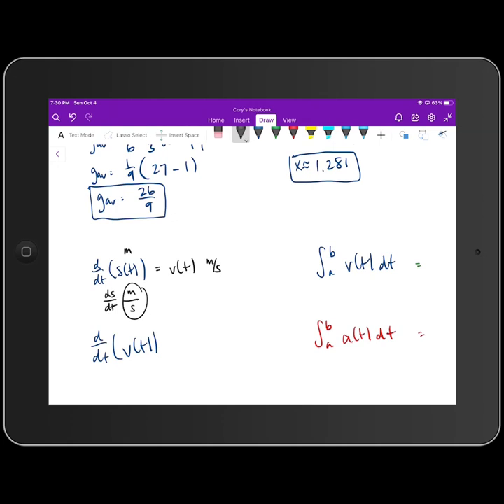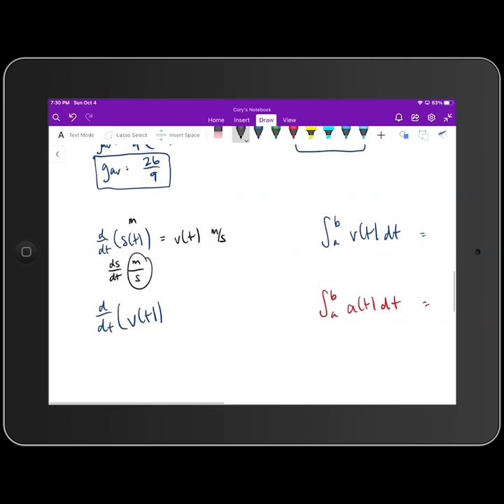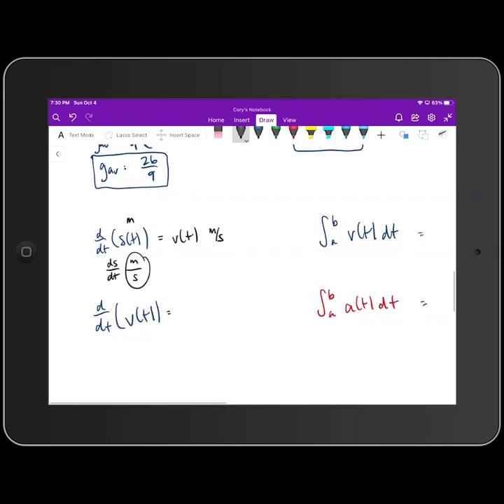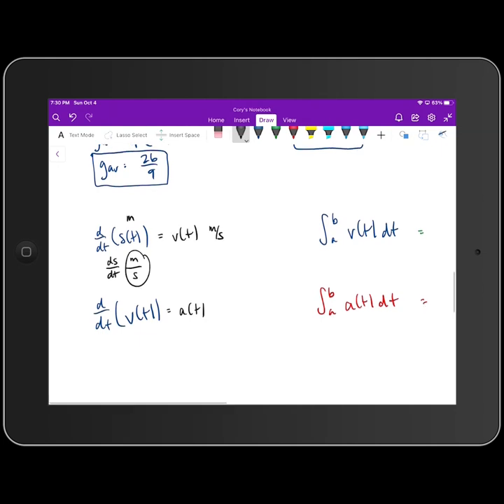And we can do the same thing when we differentiate velocity. We know the derivative of velocity is going to be acceleration. And the unit of measure for acceleration in this particular case would be meters per second squared.